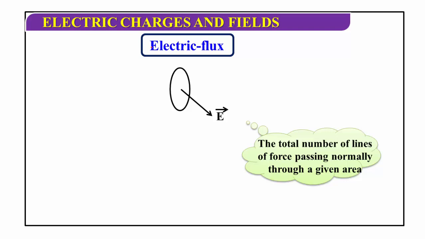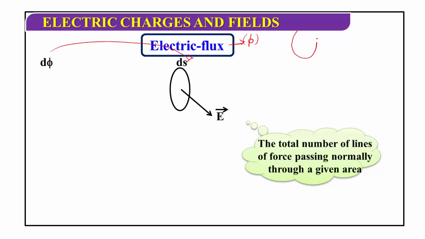The total number of lines of force passing normally through a given area. Here ds is the surface, and here the electric flux. Electric flux is mathematically denoted by the symbol phi. For this small surface, d phi is the electric flux through an area ds.